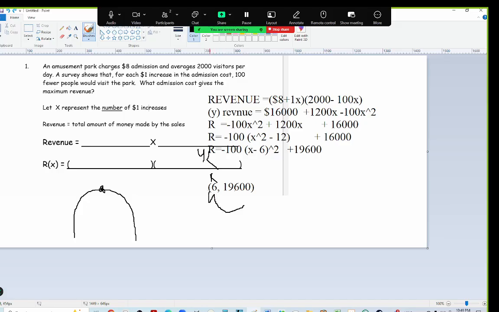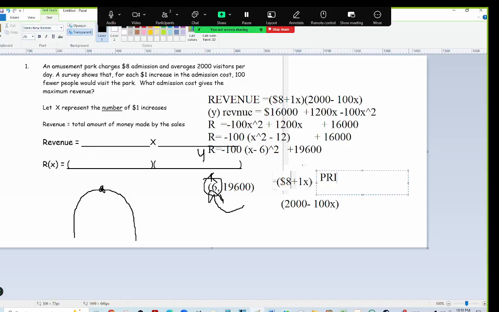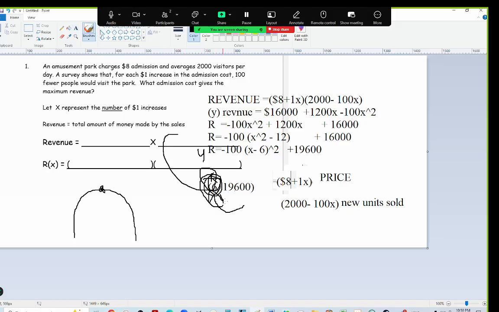How did they make it? They made it by selling how many X values? 6. What was your original formula? Right here. This one represented units. This one represented price. Your X is 6. What's your new units? What's your new price? This is the formula for your new price. This is the formula for your new units sold. You can see from your graph, you figured out the units that achieve the max revenue. Six makes you 19,600. That's the maximum. So my question to you is, what's the new price and what's the new units sold?